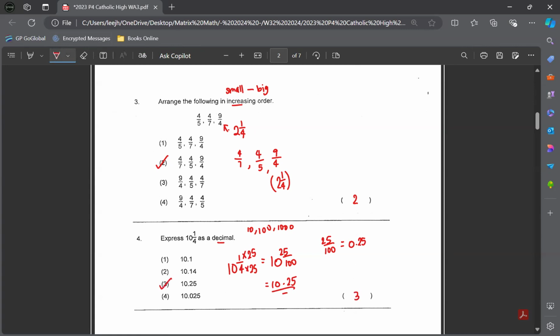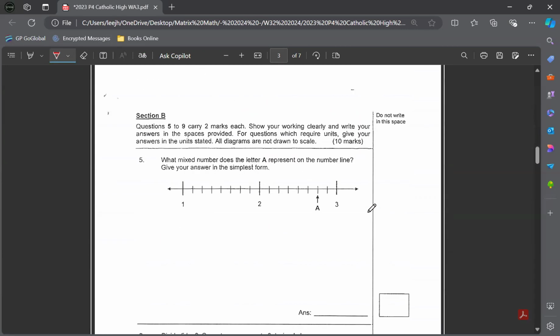Okay. Question number 5. Oh, is that section B? Yeah. Okay, section B. So you have a number line there. It says what mixed number does the letter A represent on the number line? Give your answer in the simplest form.